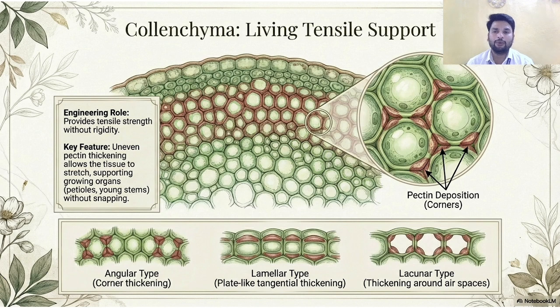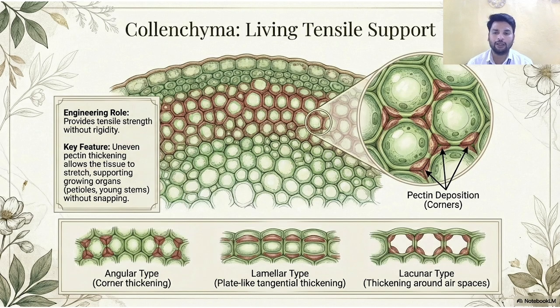The collenchyma diagram given here provides tensile strength without rigidity. At the corners there is pectin deposition, which is why they provide support. Uneven pectin thickening allows the tissue to stretch, supporting growing organs like the petiole and young stem without snapping.